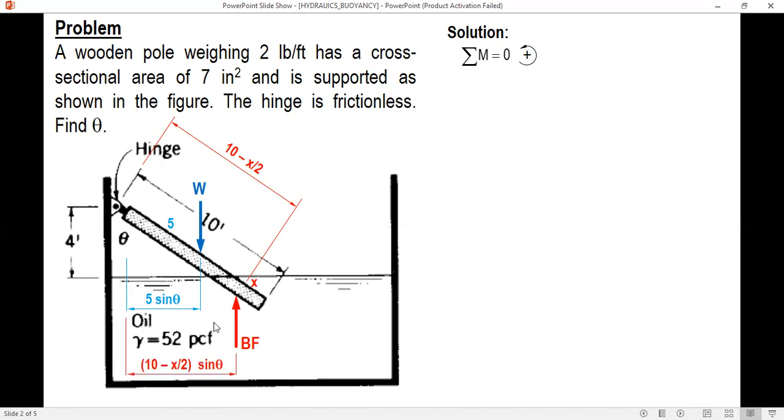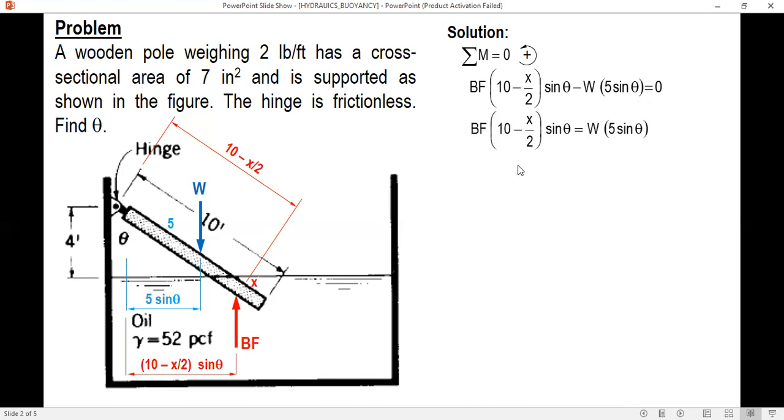And so after this, we now sum up moment about the hinge. Counterclockwise positive. So the moment of the buoyant force is counterclockwise, while the weight is clockwise. So here's the equation. Force times distance, force times distance. Next is we transpose these terms. And then we now compute the magnitude of W and the buoyant force.